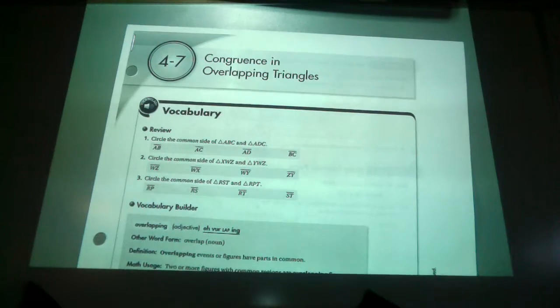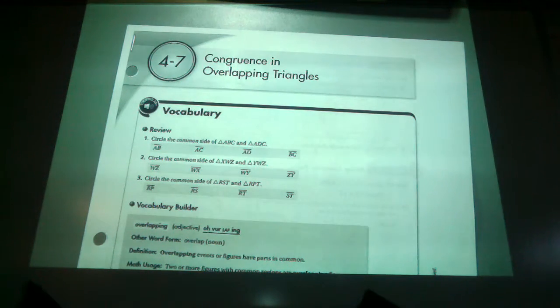Okay, so 4-7, last section. We're going to look at overlapping triangles. There are all different kinds of triangles and drawings that they could give you where the triangles are overlapping, and they're no longer just touching or separate from each other. They're part of the same drawing.